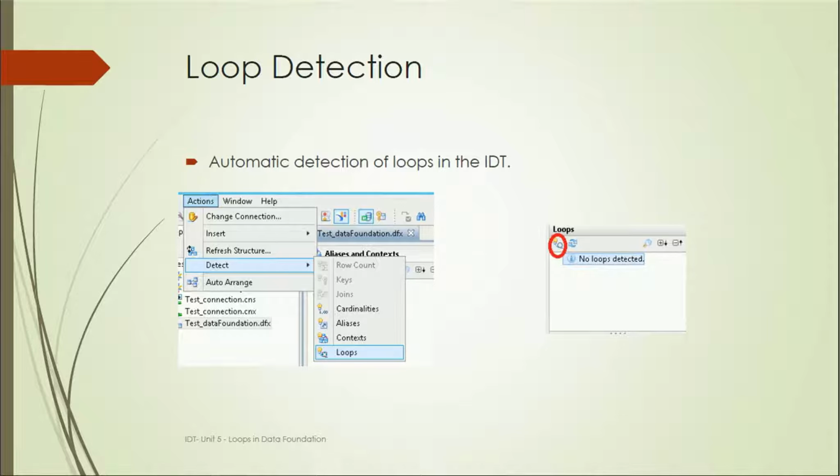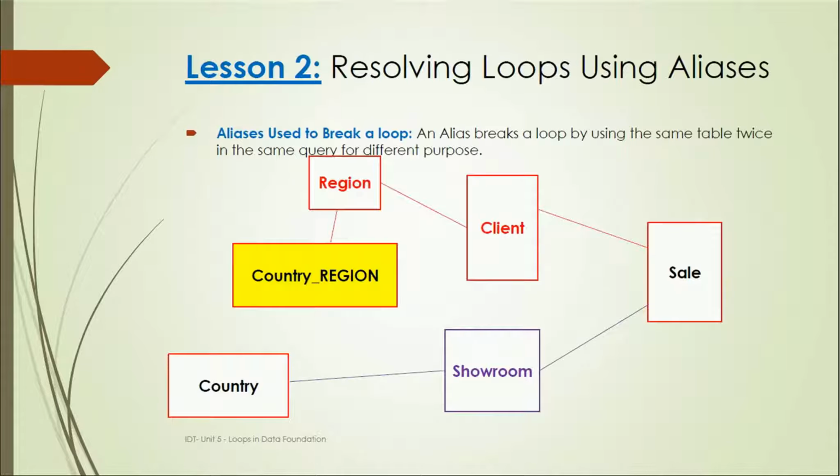So we need to understand these loops, and we need to detect them. When we design a data foundation, the information design tool provides a capability to detect loops. From the actions menu you can detect the loops, or there is a loops icon in the data foundation window, where if you click on this icon, it will show the loops if there are any. So this is automatic loop detection.